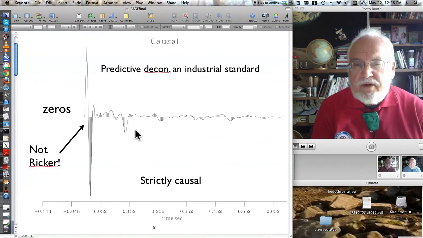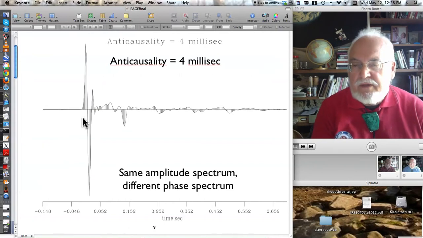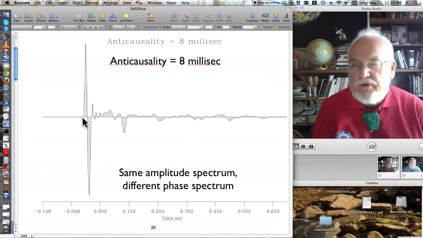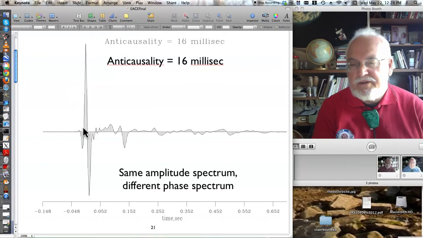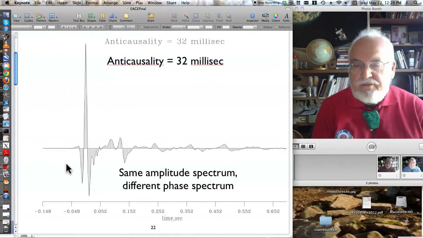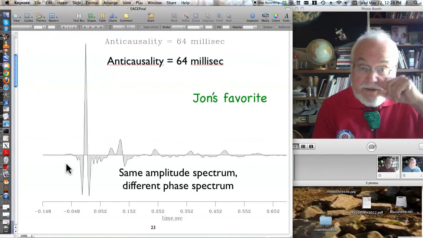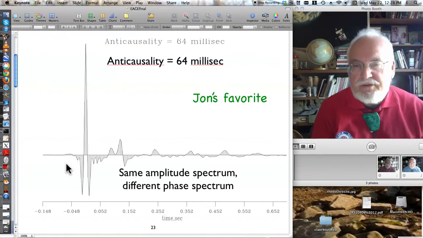Okay, so here we start from the industrial standard. It's all zeros before t equals zero. We'll start adding little bits of information here before t equals zero. Here's just 4 milliseconds before t equals zero, 8 milliseconds, 16 milliseconds, 32 milliseconds before t equals zero. This is my favorite result here, at 64 milliseconds before t equals zero.